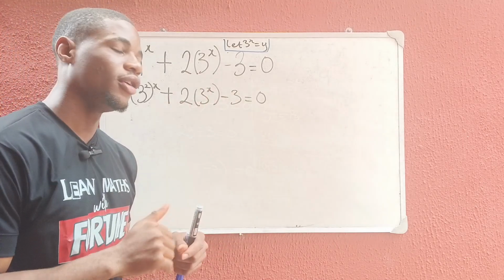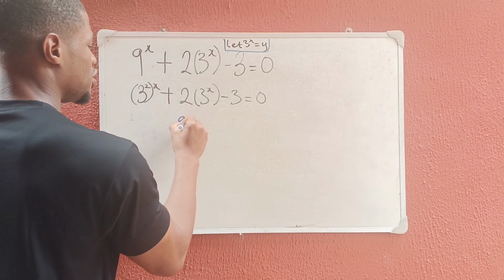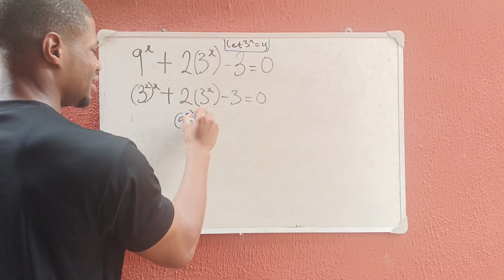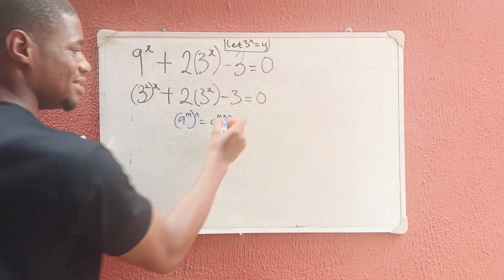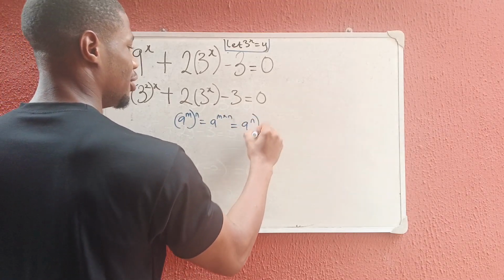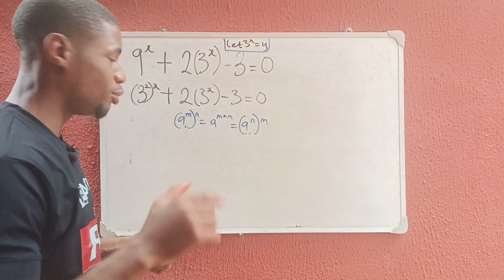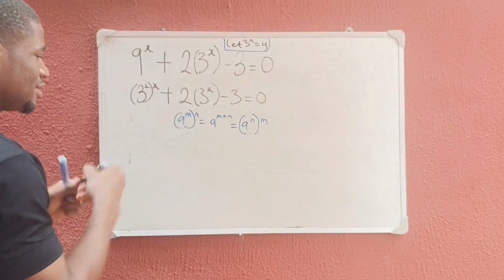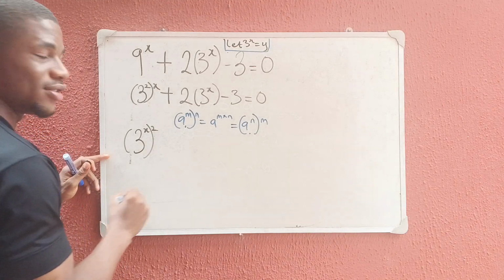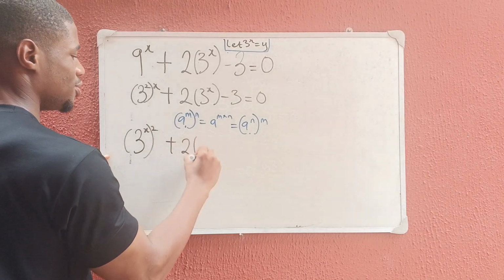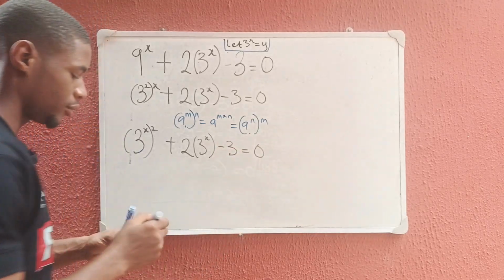Now I want you guys to remember something. From our product law of indices, we said when a raised to the power m, raised to the power n, is equal to a raised to the power m times n. Invariably, we can write this to be equal to a raised to the power n, raised to the power m. So we're basically saying that this is equal to this. With this, we can now rewrite this as 3 raised to the power x, raised to the power 2, plus 2 into 3 raised to the power x minus 3 is equal to 0.